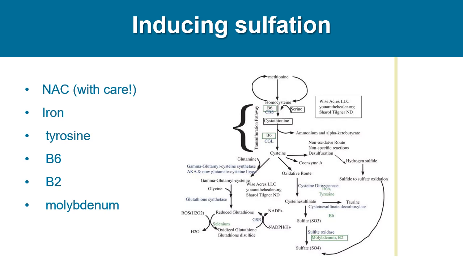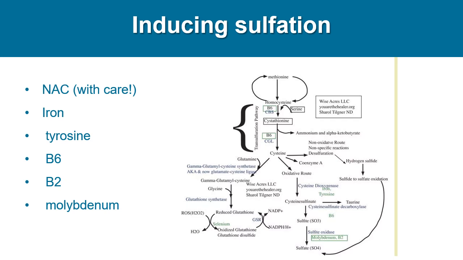copper dysregulation, you could have an iron deficiency, and I see this a lot as well. Tyrosine, which is an amino acid, B6, which I see tons of deficiencies of, and B2, and also molybdenum. These are very common deficiencies within my patient population. Here's a diagram below that shows the oxidative and non-oxidative pathways for cysteine to become sulfate.